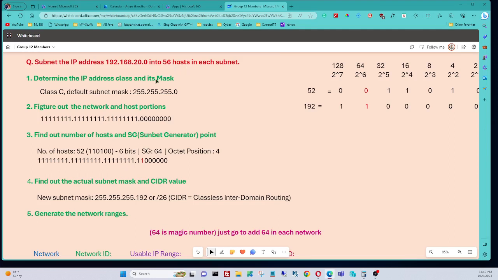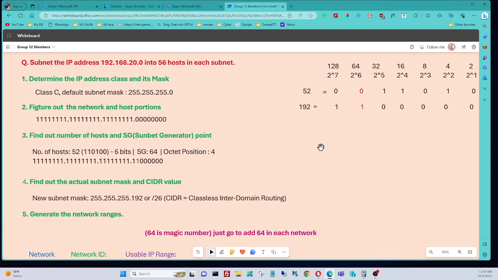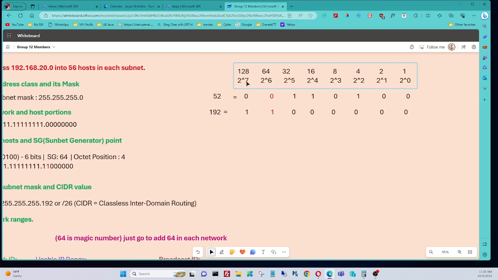But this is not actually what your boss or your office wants, like 56 hosts in each subnet or network, right? So we don't have that here. So check it out, there is one formula here. We always have 8 bits, right? Every octet, this is one octet, two octet, three, four octet. Every octet has 8 bits. So that's why we count here 1, 2, 3, 4, 5, 6, 7, 8, right? 8 bits.